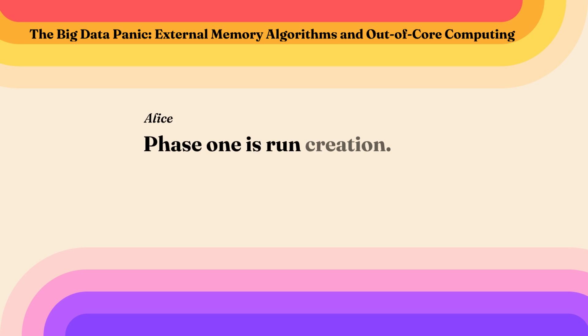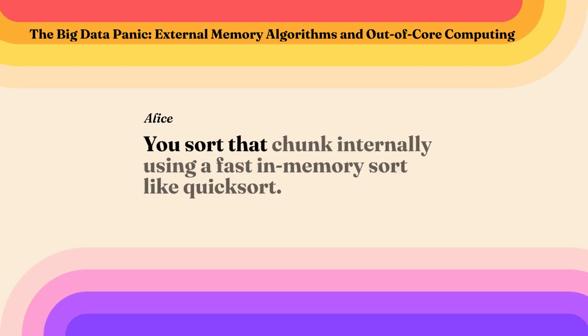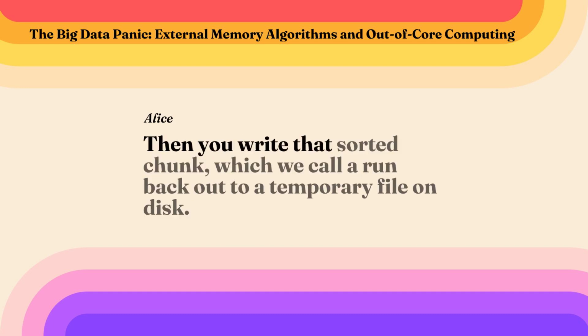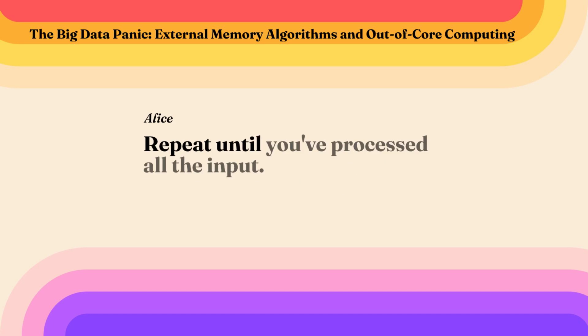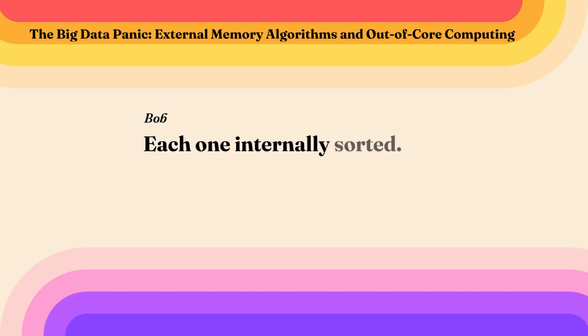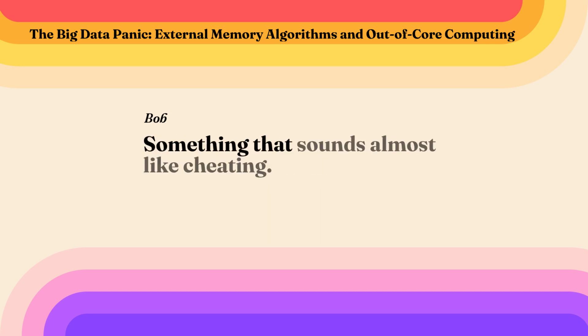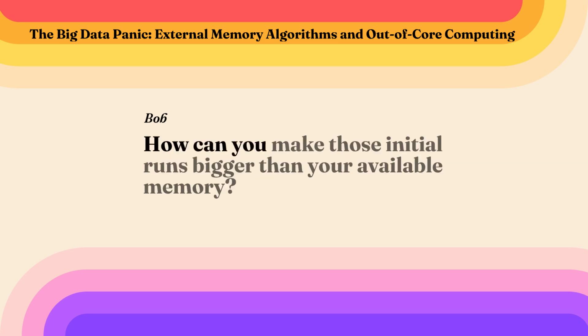Phase 1 is run creation. You read in a chunk of data that does fit in memory, let's say M bytes. You sort that chunk internally using a fast in-memory sort like quicksort. Then you write that sorted chunk, which we call a run, back out to a temporary file on disk. Repeat until you've processed all the input. Okay, so you end up with a bunch of temporary files, each one internally sorted. Makes sense. But I remember reading about some optimization here, something that sounds almost like cheating. How can you make those initial runs bigger than your available memory?